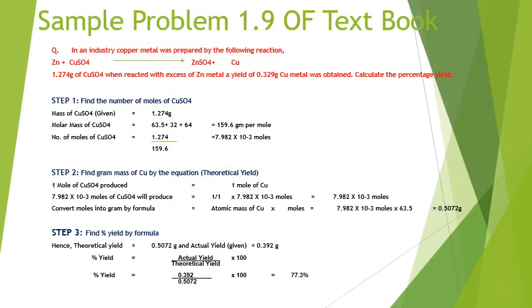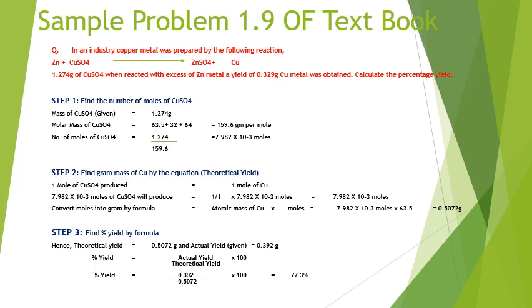Now here a sample problem 1.9 of your text is given. In an industry, copper metal was prepared by the following reaction: zinc metal reacts with copper sulfate to give zinc sulfate plus copper. Reading it in terms of moles, 1 mole of zinc reacts with 1 mole of copper sulfate to produce 1 mole of zinc sulfate and 1 mole of copper metal.